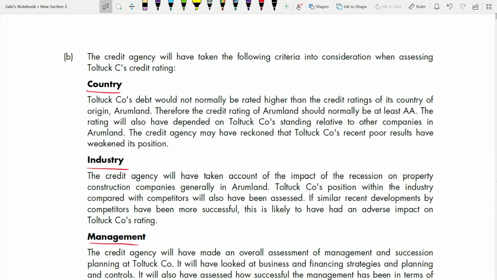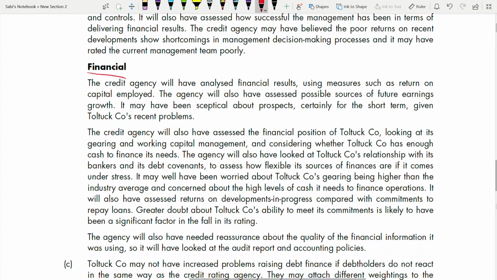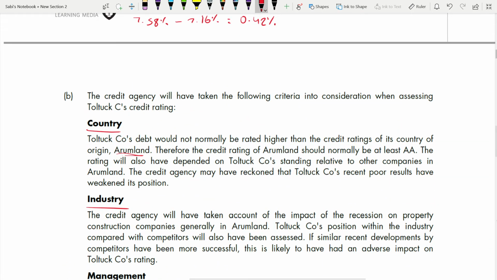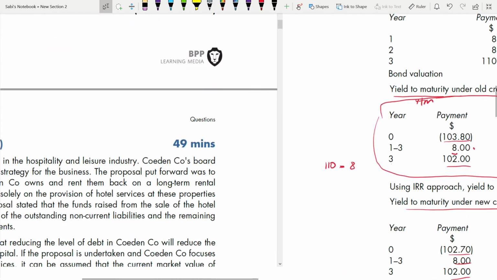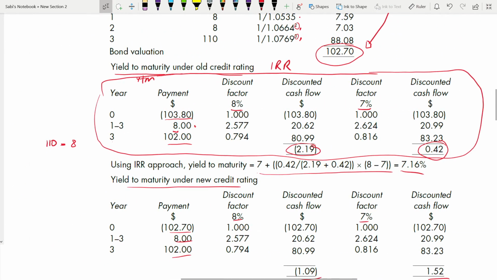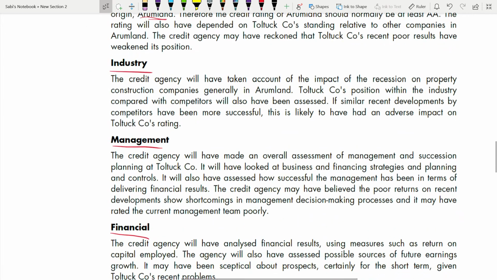So country. Toltuck's debt would now normally be rated higher than the credit ratings of its country of origin. Exactly. Your debt will never be rated higher than the credit rating of the country. Remember that. You have to mention this since we talked about country. What were the marks? 1, 2, 3, 4. There are more points to this. How stable is your financial position? How stable are your earnings? All those things you have to talk about. But we have to see the marks. It was just for 8 marks. So that means 4 points. You explain, you get 2 marks for each. So 4 points is more than enough.